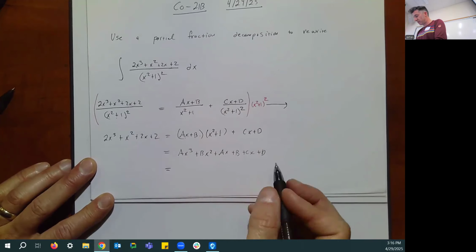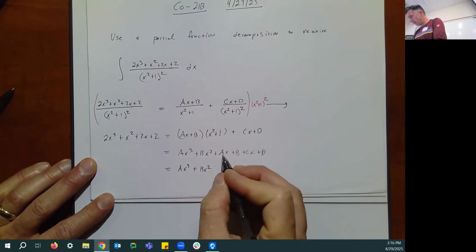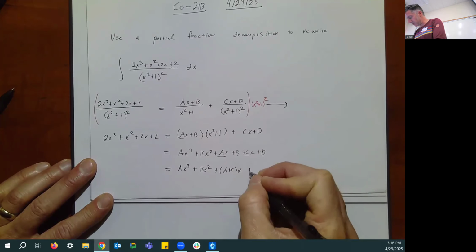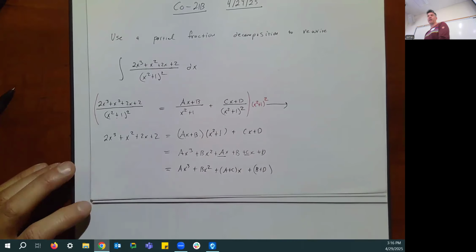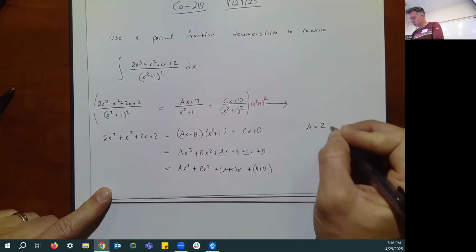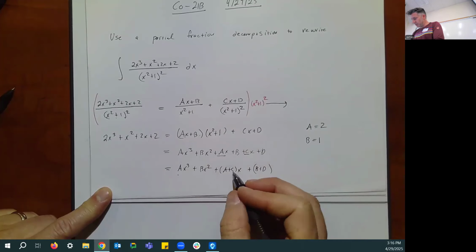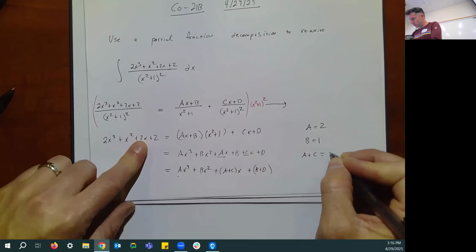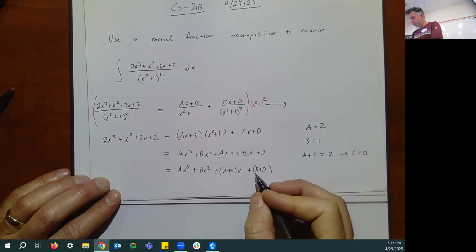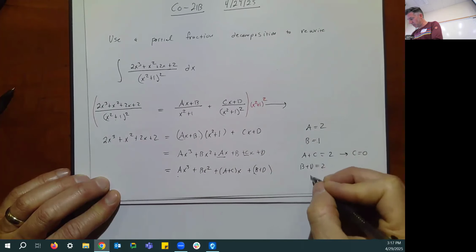Keeping all the terms with the same powers of x together, I have a times x cubed. I have b times x squared. I have a plus c times x. And then I have b plus d. This is actually going to be really easy to find a, b, c, and d. A has got to equal 2. B has got to equal 1. A plus C has to equal 2. But since A is equal to 2, C is better equal to 0. And finally, B plus D has to equal 2. Which, since B is equal to 1, we're going to get D equal to 1 as well.